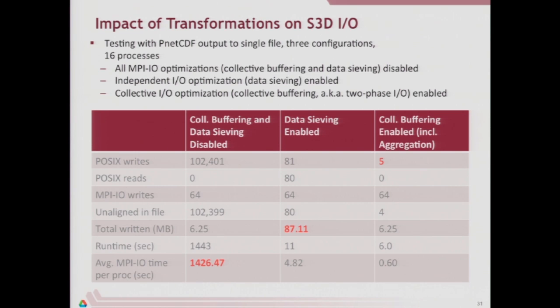Now, data sieving is going to operate a little bit better here than it would at very large scale because we don't have that many processes to contend for access, okay? Data sieve translates that into 81 POSIX writes. So we got 64 calls and 81 POSIX writes.